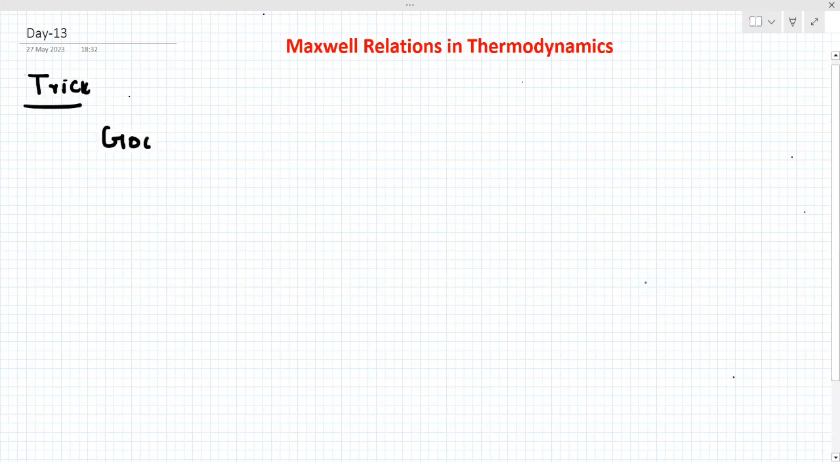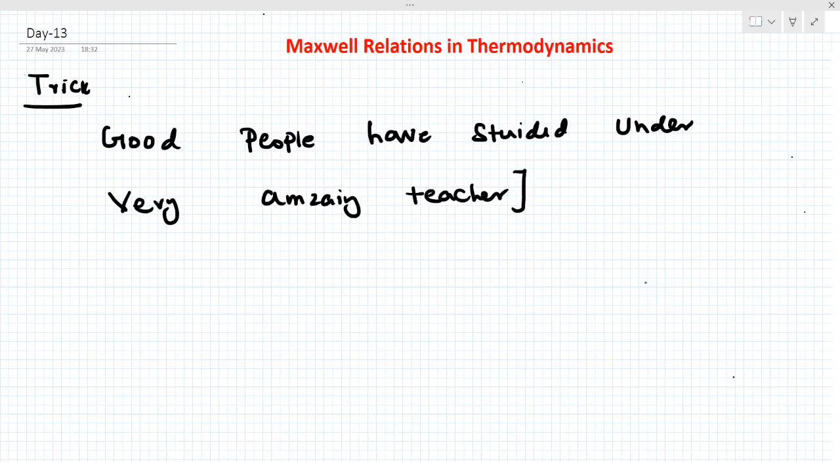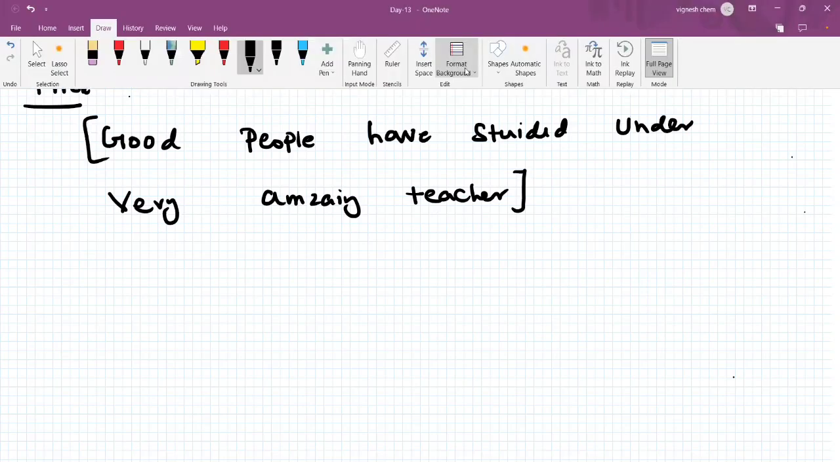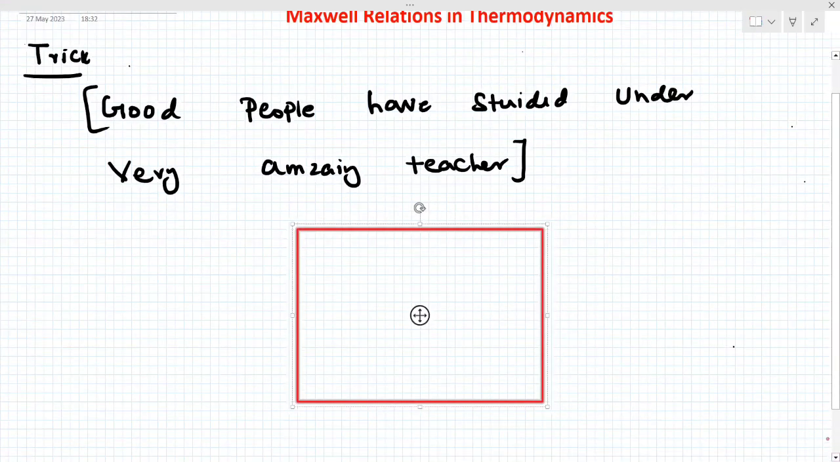Good people have studied under very amazing teacher. Okay, based on that one, I'm going to make a Maxwell square. Okay, now see what is a Maxwell square. Now see, simple. Now what is the trick? Good people have studied under very amazing teacher.